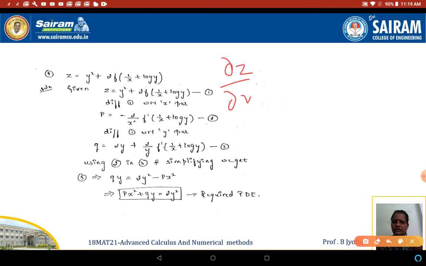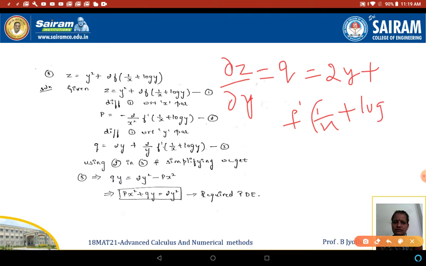Dou z by dou y. If you take dou z by dou y, it is given by q, and that is when we differentiate the first term, it will be 2y plus the second term. When we differentiate, it is f dash of 1 by x plus log of y, and it is multiplied with 2 is already there, so it will be 2 divided by y, because log y derivative is 1 by y and already 2 is there, so we will be getting this equation. So q is given by this equation.